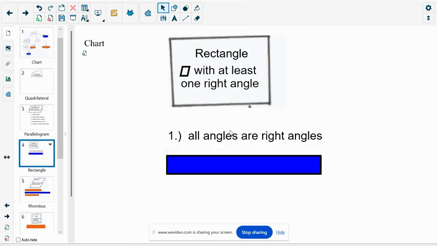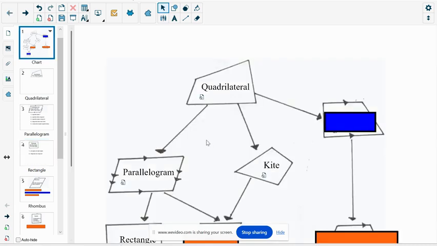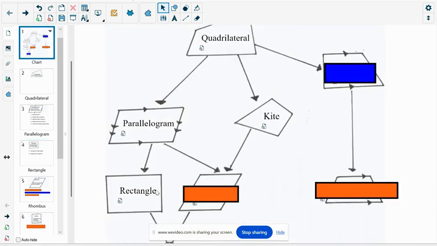All right, then we know all angles are right. And the second property is that diagonals are congruent. Now, this is one of those cases, and technically this has been true for all of them: everything that has been true for the things above it is also true for the rectangle. So all 5 properties of the parallelogram are also true for the rectangle. The rectangle just has those 2 extra properties.